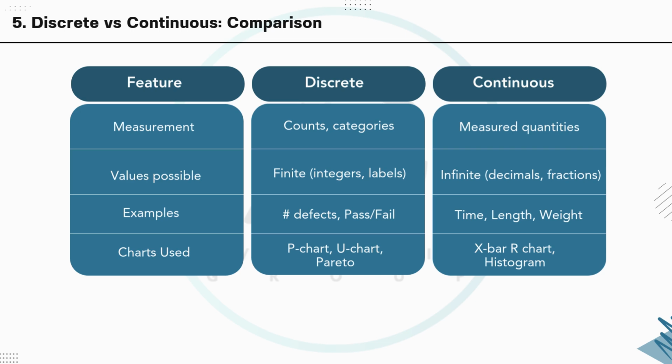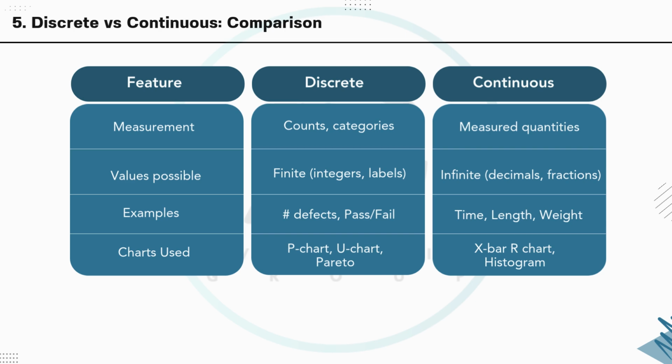Next, in terms of values possible. Discrete data is finite. It includes integers or labeled categories. You can't have half a defect or 2.3 passes. Continuous data allows for infinite possibilities within a range, including decimals and fractions.